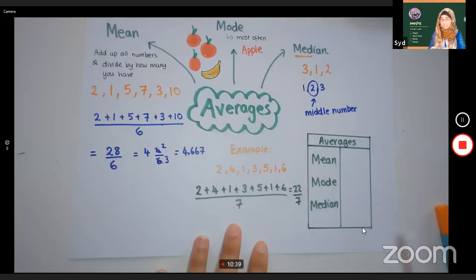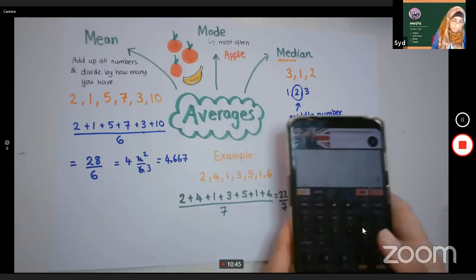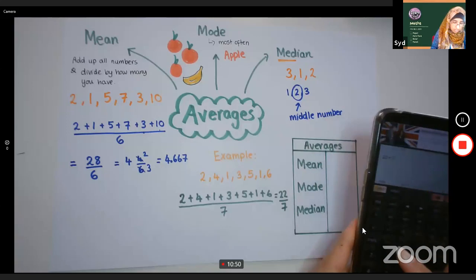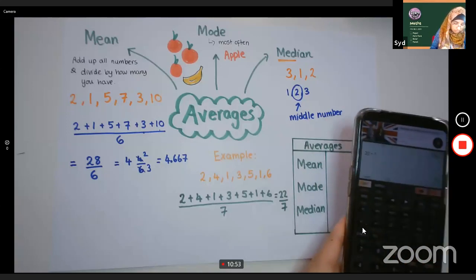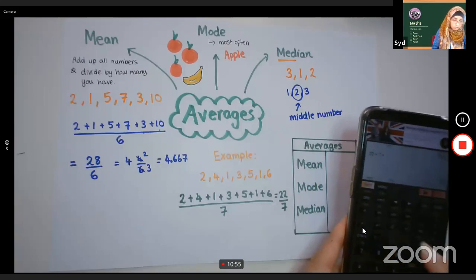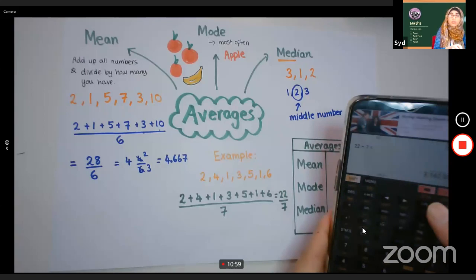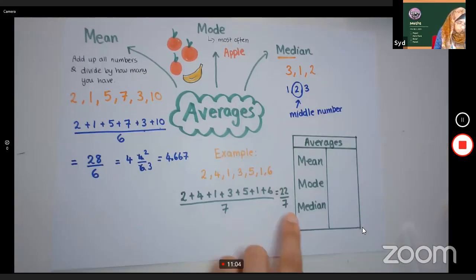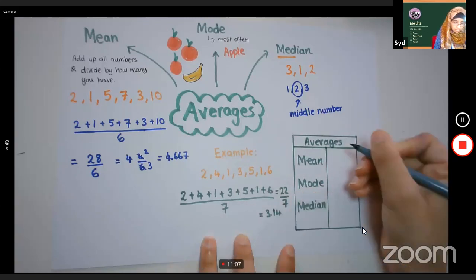Now, I don't know what the answer is, so I'm going to use my calculator for this. So let's get my calculator out. We're going to have 22 divided by 7, which is going to give me, I don't want it as a mixed number, equals 3.14. Don't know whether you guys can see that, 3.14. So we're going to write the answer to our mean is 3.14. So I'm going to write that over here.